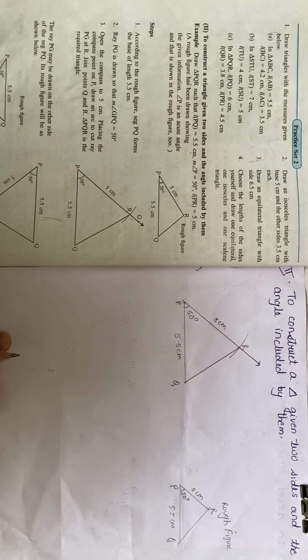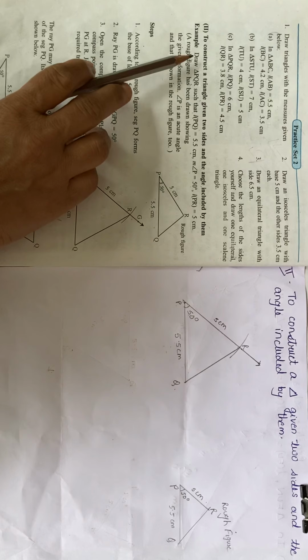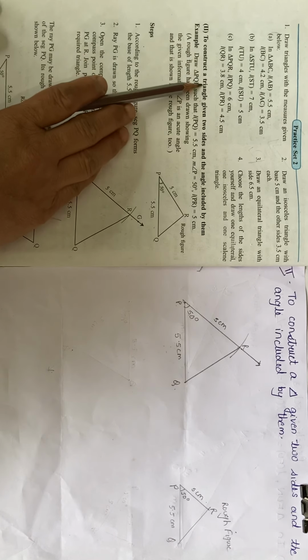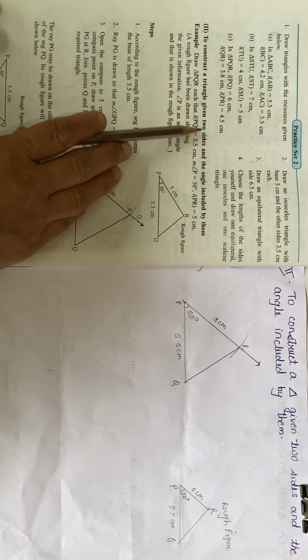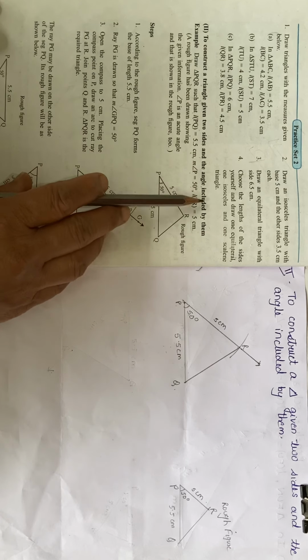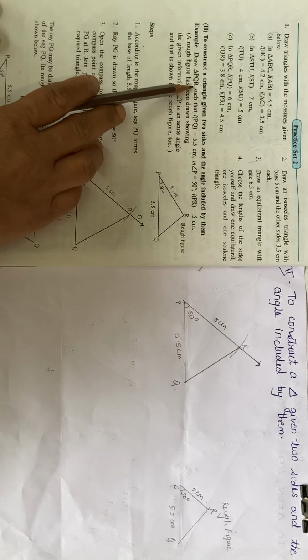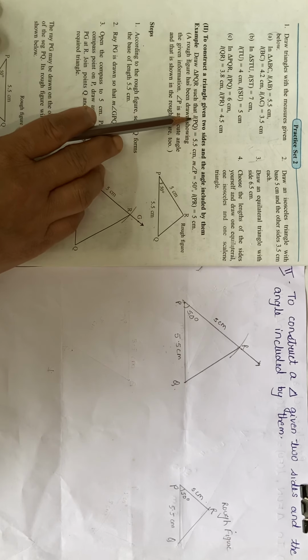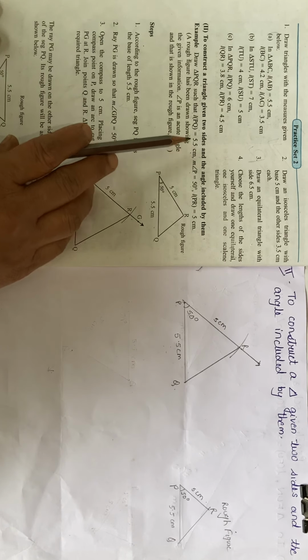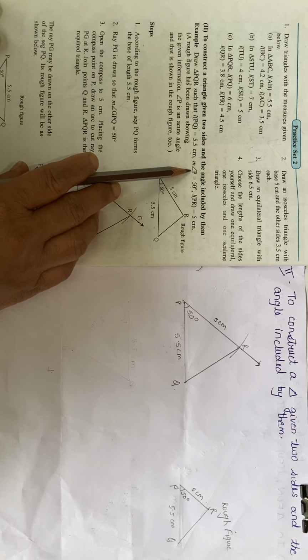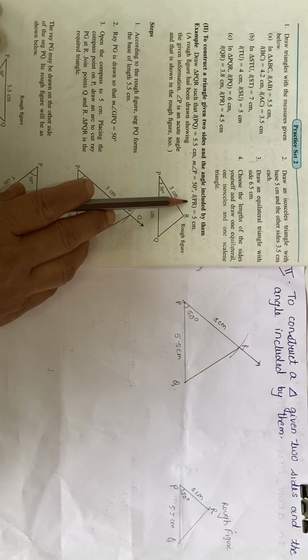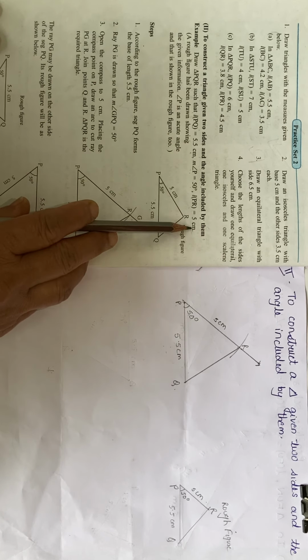So students, let us continue with the second type of construction: how to construct a triangle given two sides and the angle included by them. Let us draw triangle PQR such that length PQ is 5.5 centimeters, measure of angle P is equal to 50 degrees, length PR is equal to 5 centimeters.